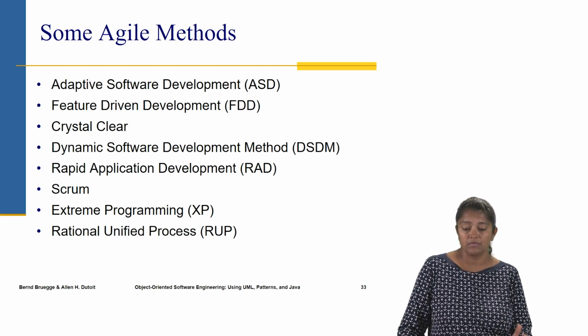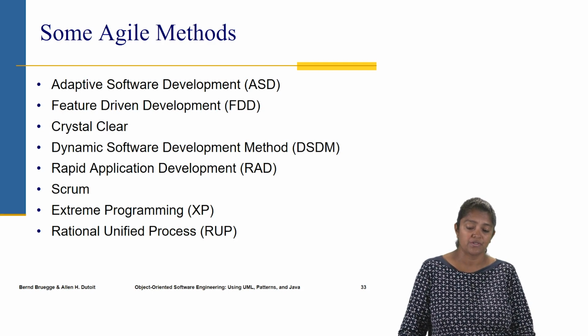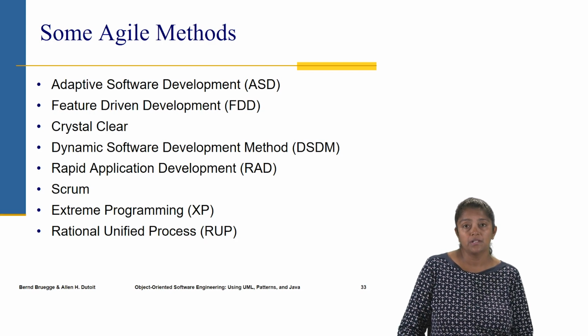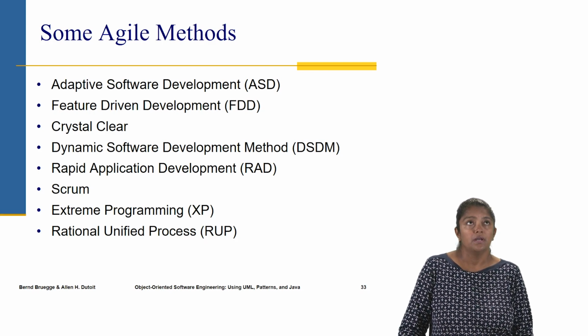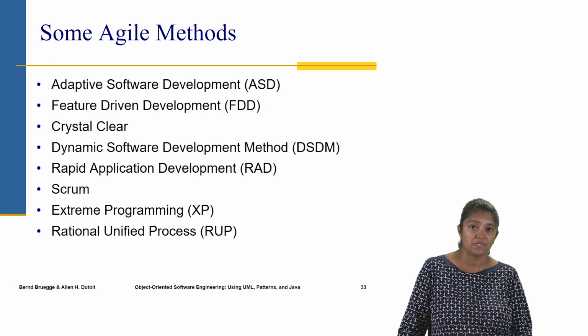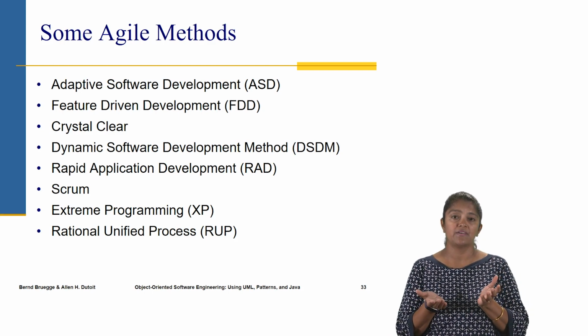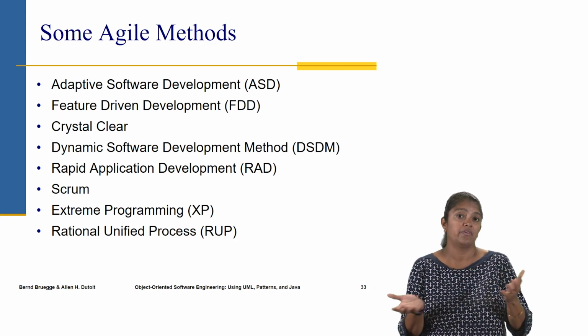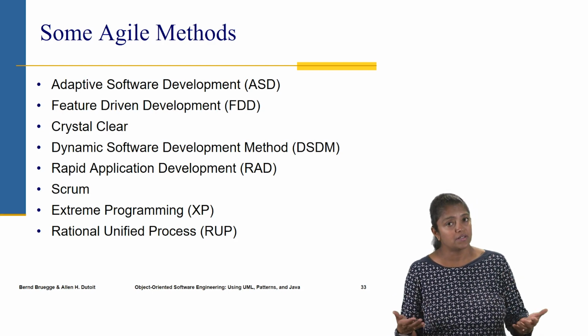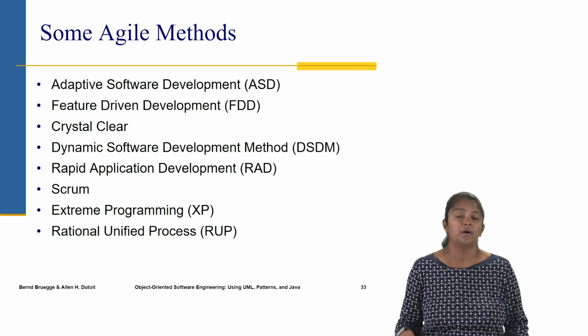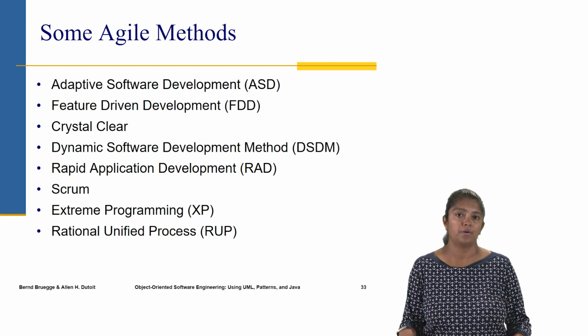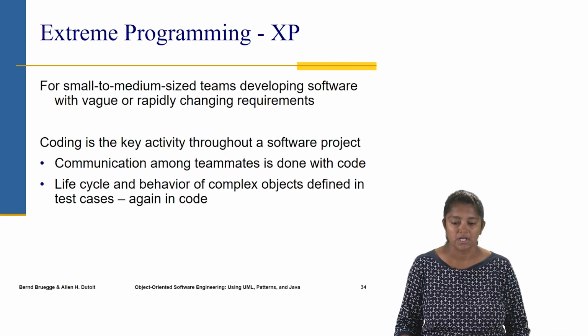Extreme programming, we'll discuss some of the principles of extreme programming. And then the rational unified process is one where the number of steps or the number of activities in the life cycle model are reduced, but it's still a very disciplined method, and it's iterative in nature to allow for a good software development process.